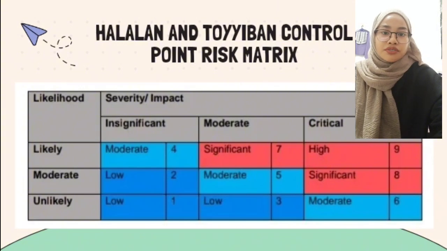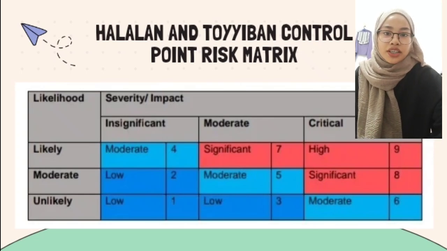Four, likely and significant. Five, moderate. Six, unlikely critical. The final will get moderate. This means the company shall monitor and verify control measures in accordance with the schedule plan. And eight, likely, moderate and non-moderate critical, with the final getting significant.